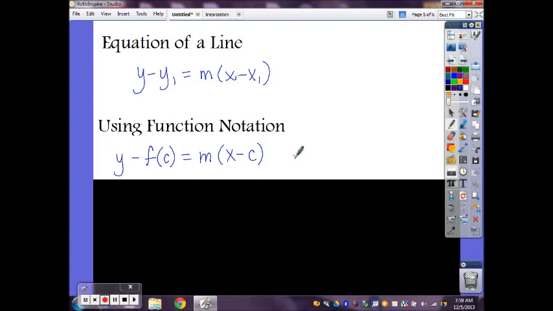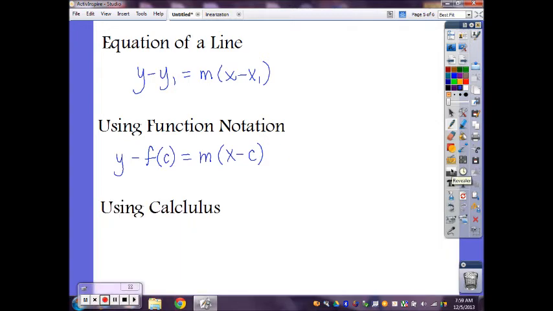And then when we throw calculus in there, so using calculus to rewrite the same formula we worked with repeatedly, I'm still going to use function notation, but instead of writing m, I'm going to write it as the derivative evaluated at that x value, because that's really what it is. That's the slope, and the slope at the c value is just the derivative. So that's where the tangent line equation comes in.